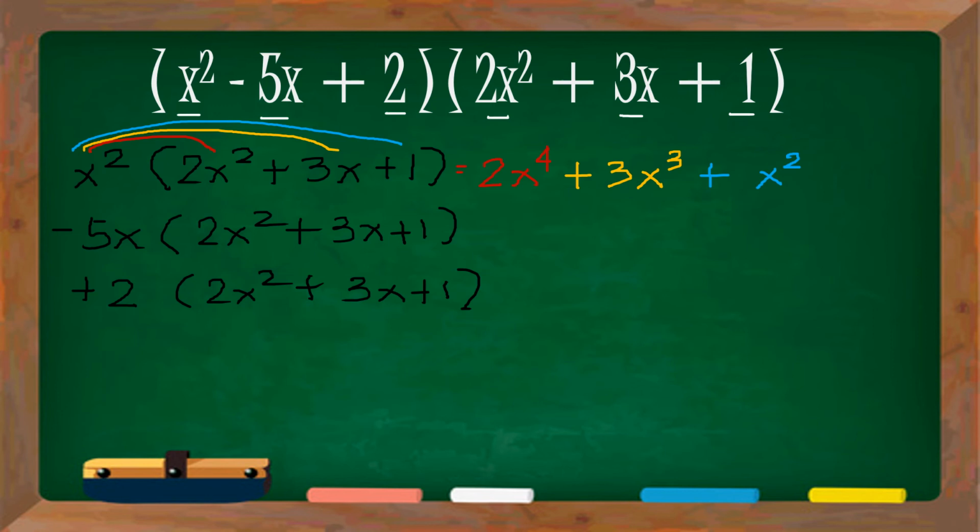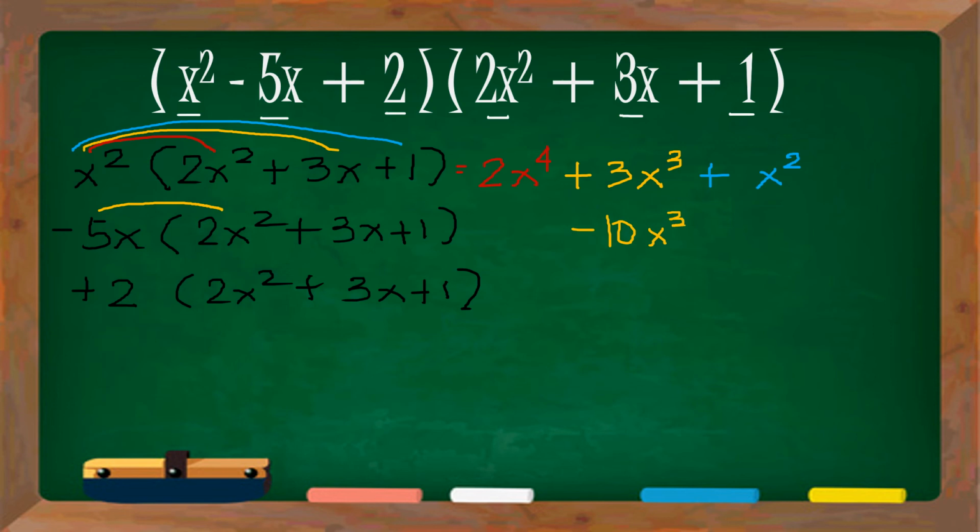Okay, next. Doon tayo sa next. We have negative 5 times 2x squared. Okay, so negative times positive is negative. So, 5 times 2 is 10. Then, yung kasama niyang variable, x times x squared is x to the third power. So, dito natin ilalagay sa ilalim ni 3x cube yung ating sagot. So, we have negative 10 x to the third power.